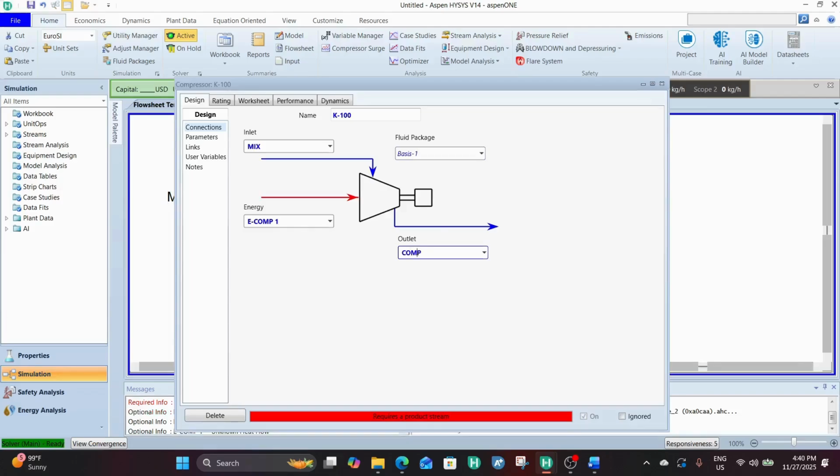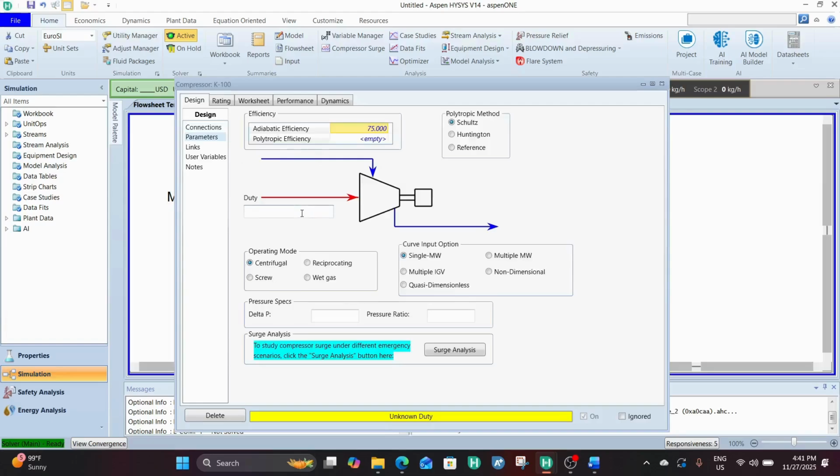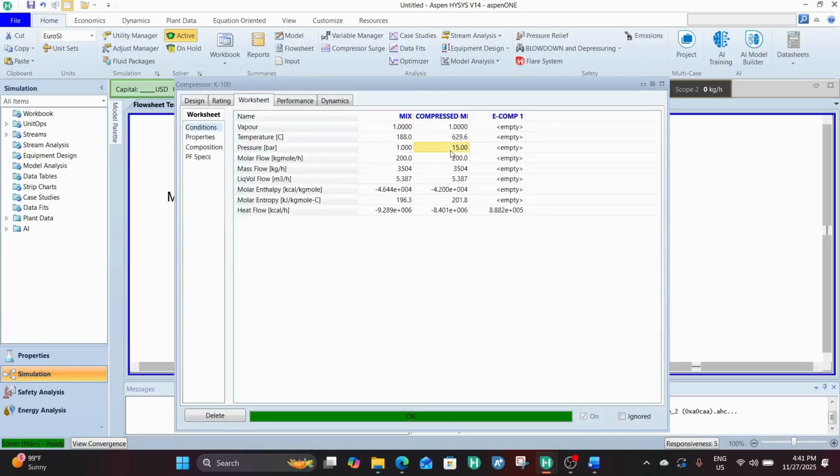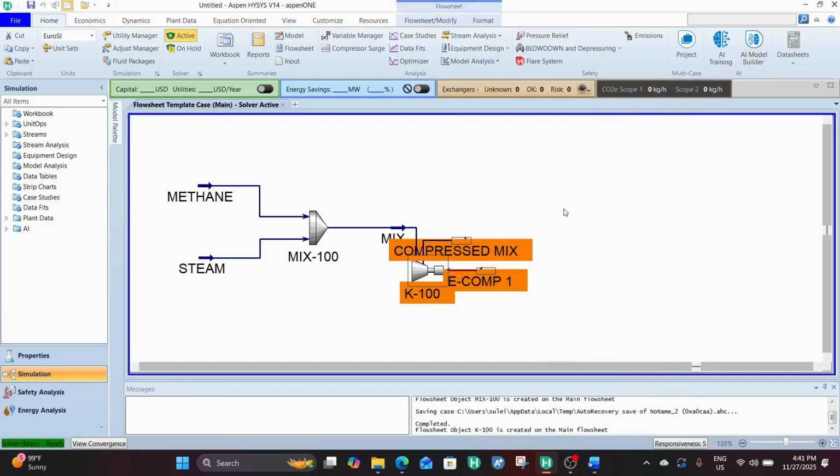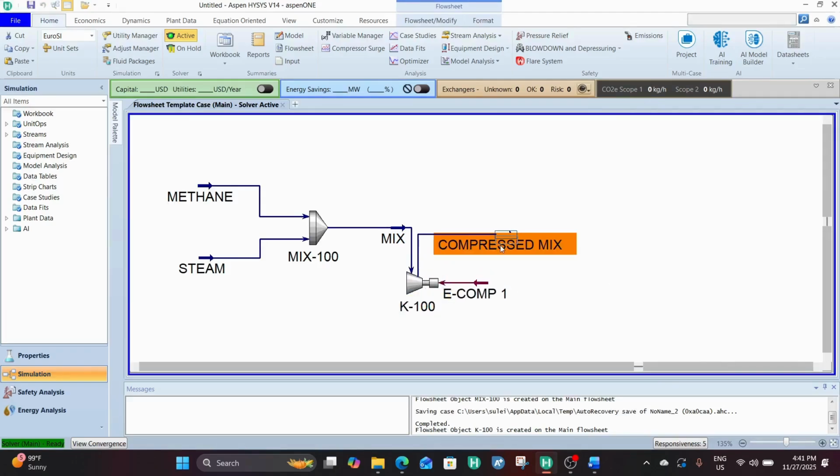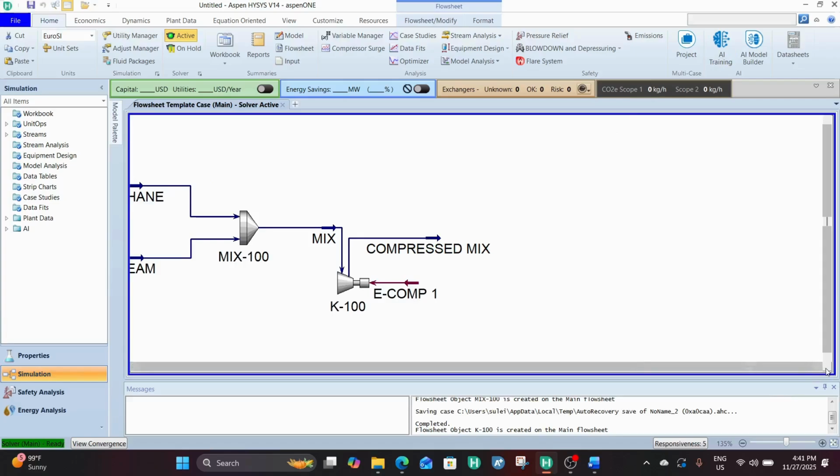Call this compressed mix. And then let's specify a pressure change from here. Change in pressure of around 14 bar. Alright. Now we're at 15 bar and a temperature of 629.6, so we just have to do some extra heating to take us up to 800 Celsius, so we can go on with the reaction.